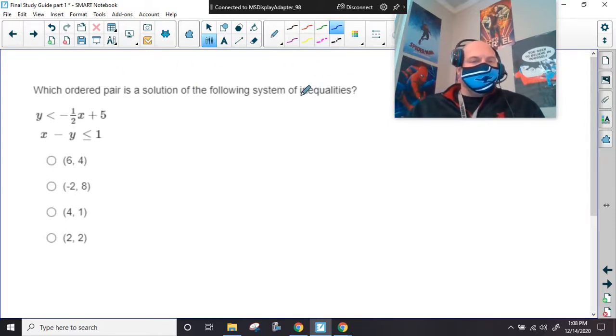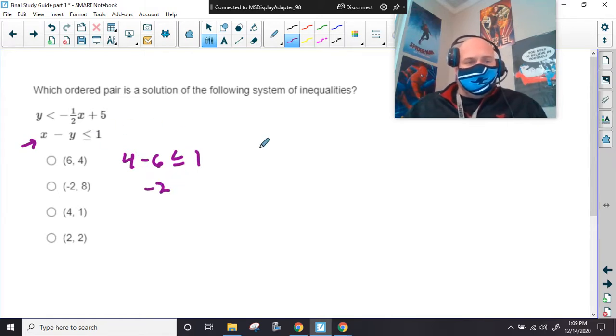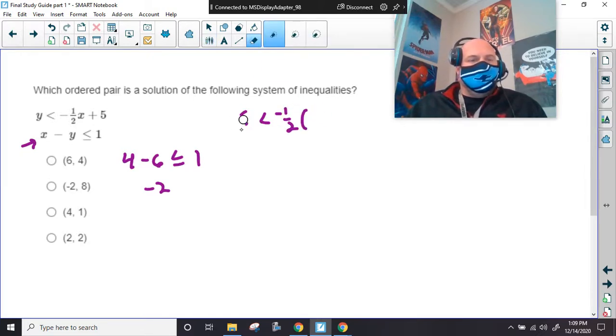So, ordered pair solution to a system of inequalities. These are all plug and chugs, but let's use this bottom one a little bit because it might be easier. Because remember, if it's true for one, it's got to be true for both. So does 4 minus 6, is this less than negative 1? Yeah, that's negative 2. So let's plug it in here. So I have to have 6 less than negative 1/2. No, this should be 4. I had it backwards.